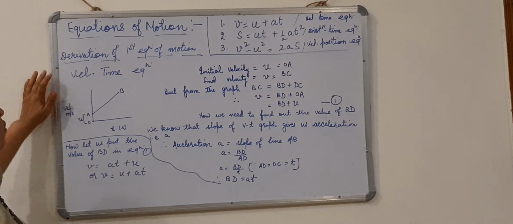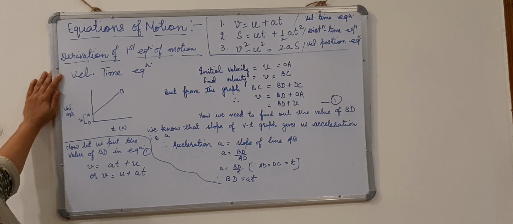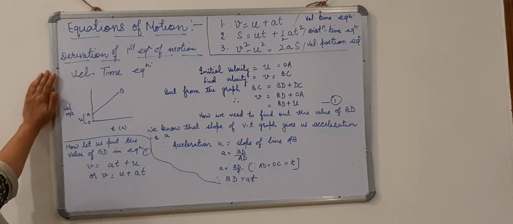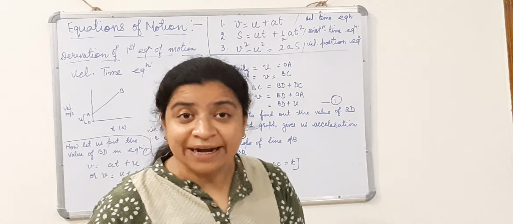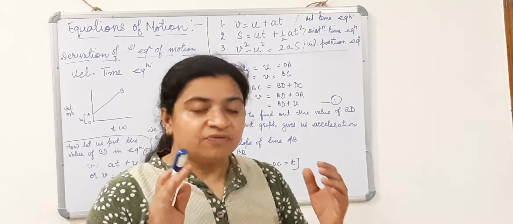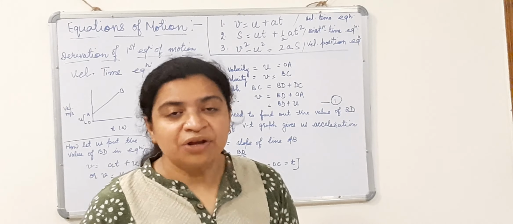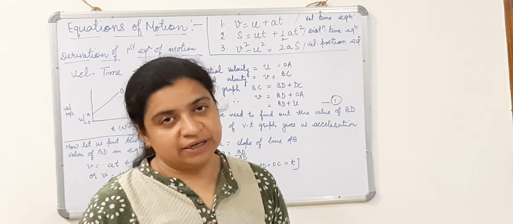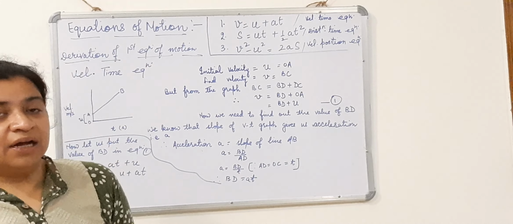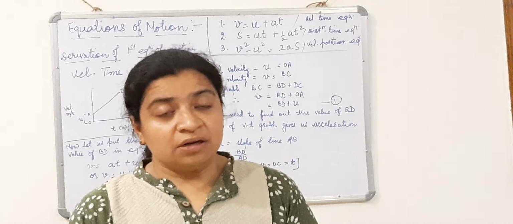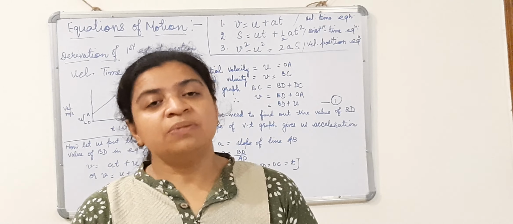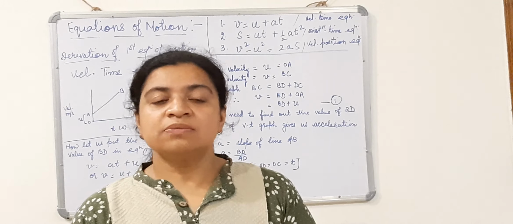Now first of all we have to derive our first equation of motion, that is the velocity time equation, that is v is equal to u plus at. Now how are we going to derive that equation? Children, I have not written what you have to write before you start your derivation. How are you going to start your derivation? What are you going to write there? In your syllabus there is a graphical method. You have to derive these equations of motion by the graphical method. Do not use mathematical methods.